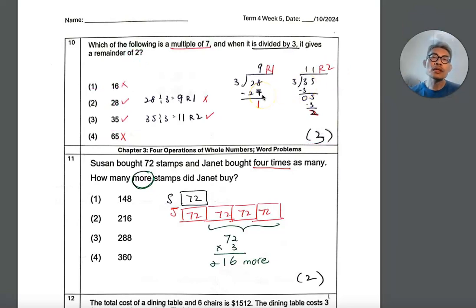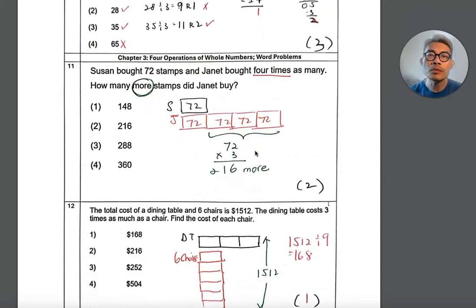Okay, now we move on to a different kind of question, and that's from chapter 3 of your textbook. If you're not familiar, you can always go back to your textbook or your workbook in your revision and practice again. Now, chapter 3 is on the 4 operations of whole numbers. Operations refers to plus, minus, times, or divide. These are the 4 operations.